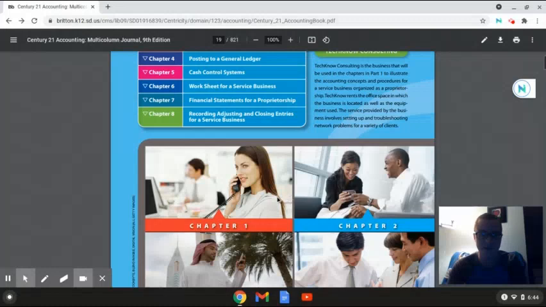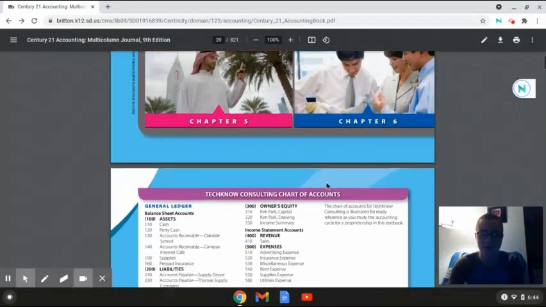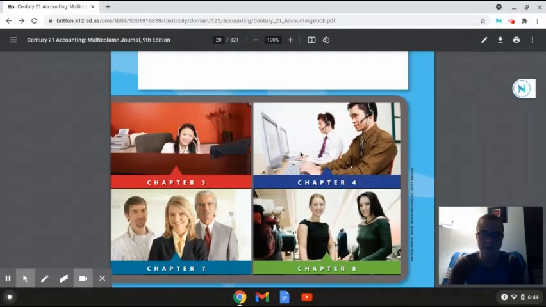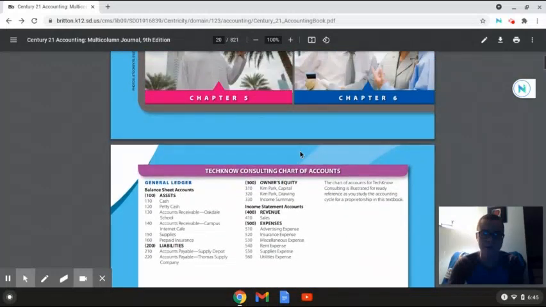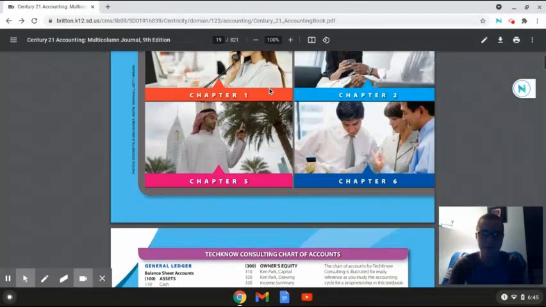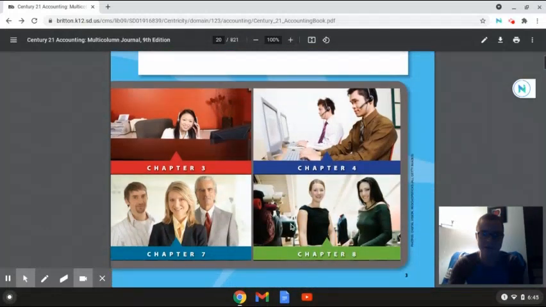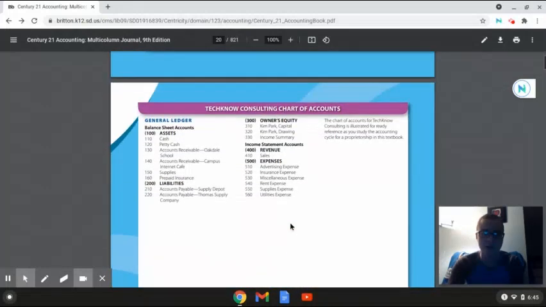And this is a general overview of what each chapter will look like. So this is Chapter 1, this is Chapter 2, this is Chapter 3, this is Chapter 4, this is Chapter 5, this is Chapter 6, this is Chapter 7, and this is Chapter 8. And this is the chart of accounts that we will be using throughout these first 8 chapters.